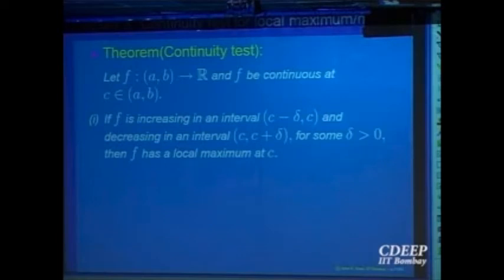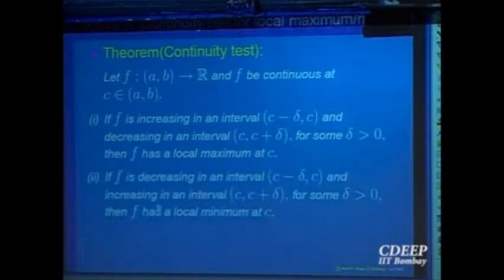Where is continuity going to play a role? Because if the function is not continuous, then at that point, you can go increasing, lift your pen and put the value anywhere you like. Right? You can put the value anywhere. So if it is not continuous, then you can always construct functions where the function is increasing on the left, decreasing on the right, but at that point it is not a point of local maximum. So continuity is required, and we will see how in the proof it is used. The corresponding statement for decreasing: if f is decreasing in an interval on the left and it is increasing on the right, then it will have a local minimum at that point.